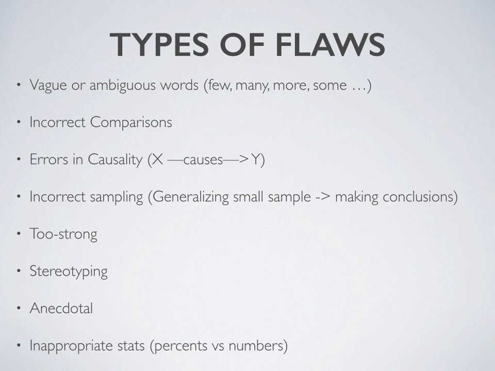Coming to the third type of flaw, this includes errors in causality.